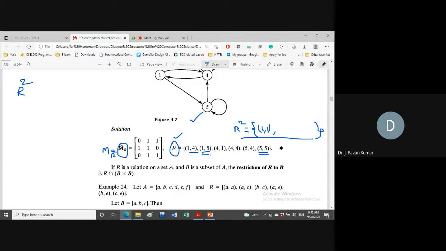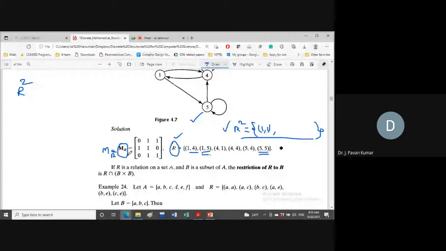MR2 is nothing but the matrix representation of the same relation. How many rows will we have? The number of elements in A. How many columns? The number of elements in B. Or if the relation is defined on the same set, then the number of rows and columns are the same. So by seeing this particular set of tuples, we can write MR2.